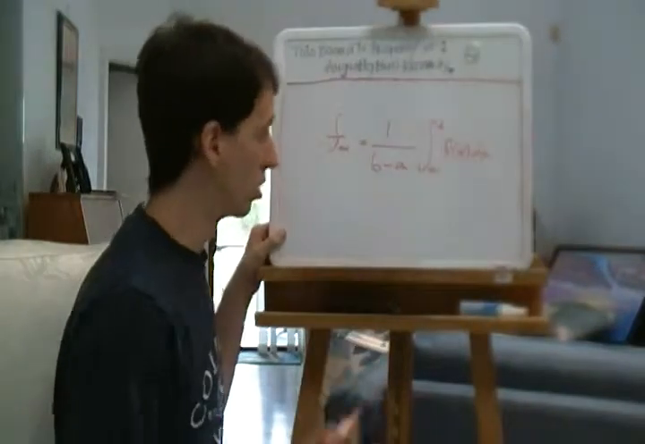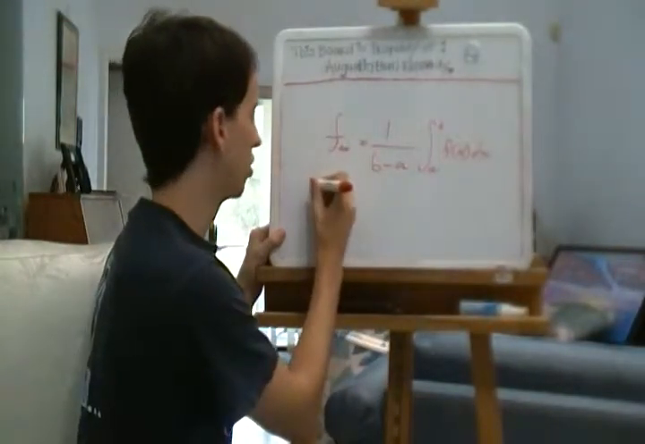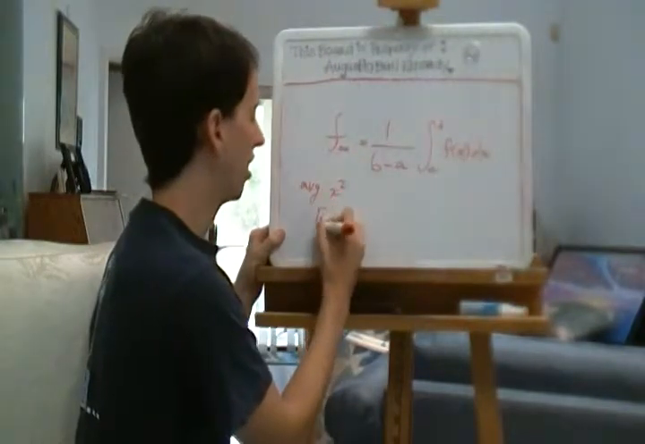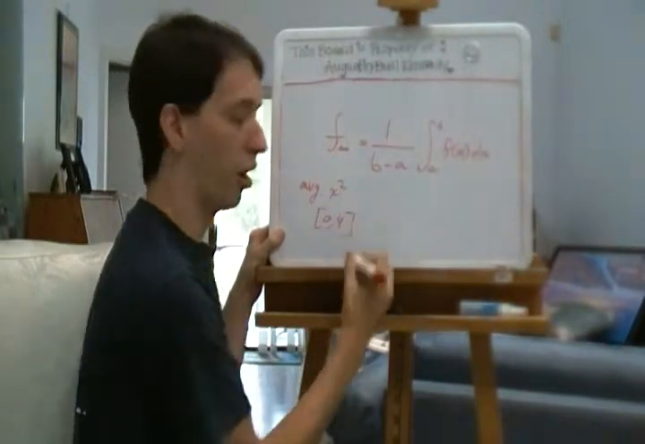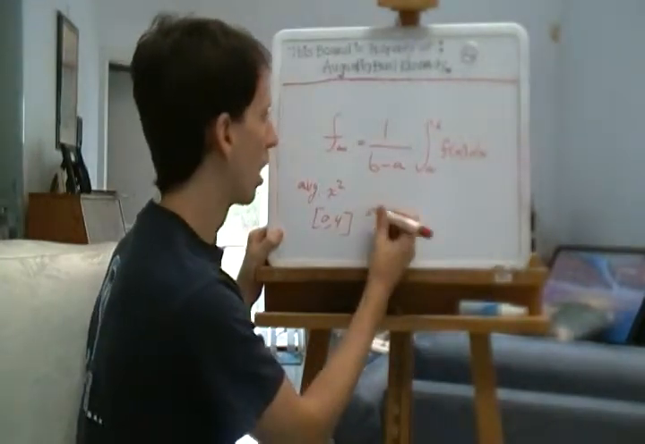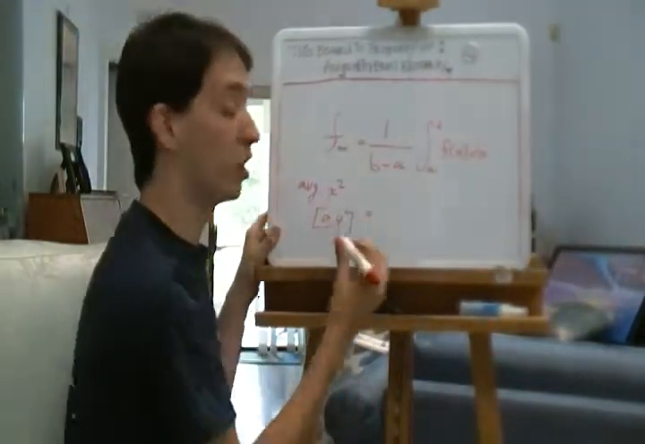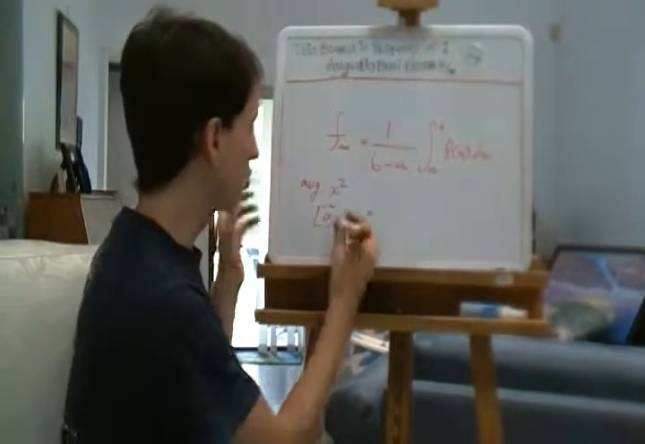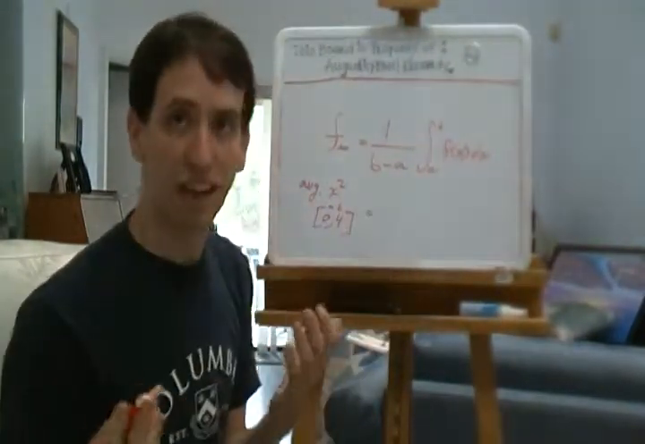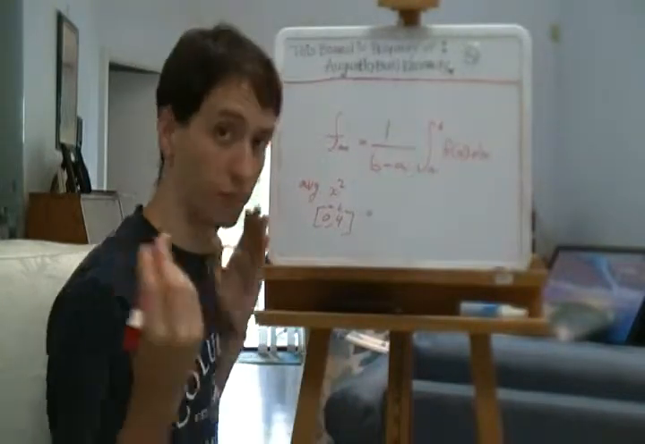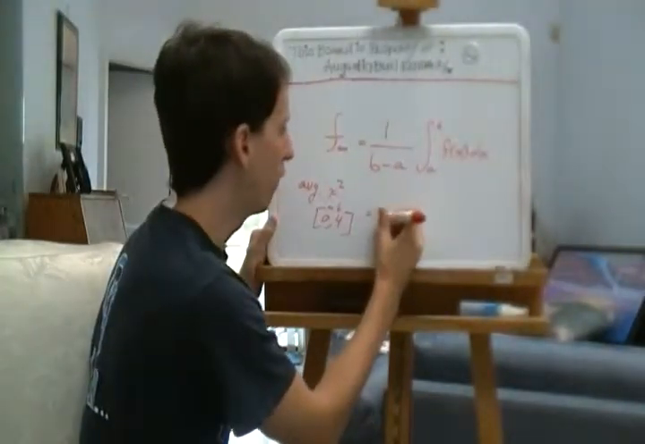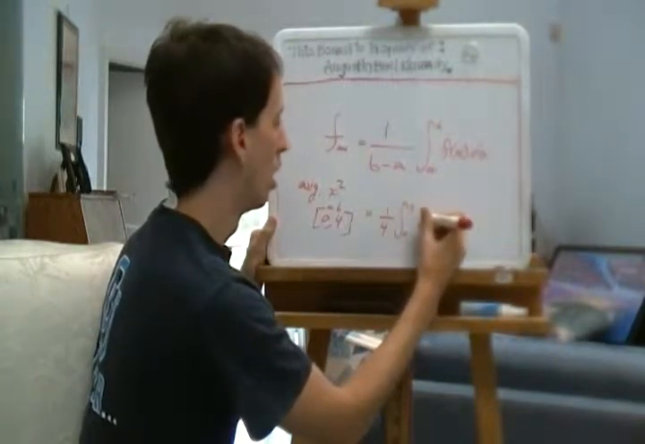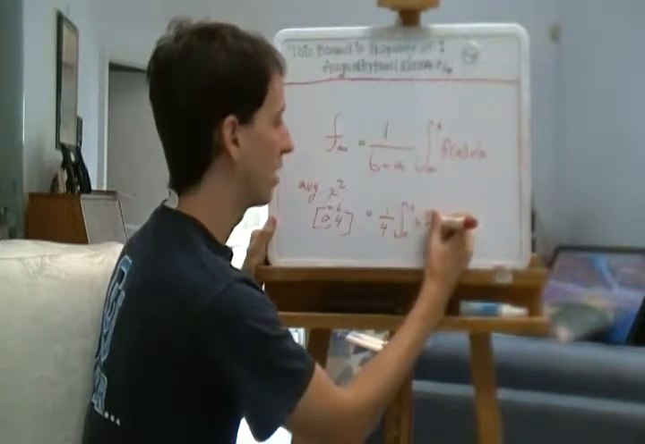I think it is. So let's go ahead and do that. Let's find the average of x squared on the interval 0 to 4. Well, that's going to be the same as, 0, of course, in this case would be a, 4 in this case would be b, and f of x, of course, is x squared. So, 1/4 times the integral from 0 to 4 of x squared dx.